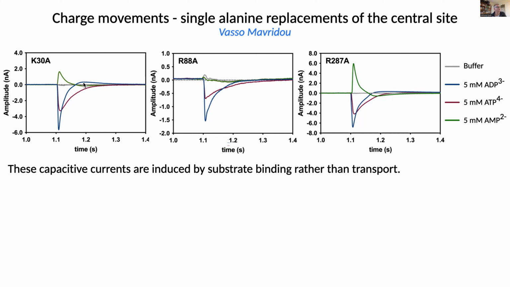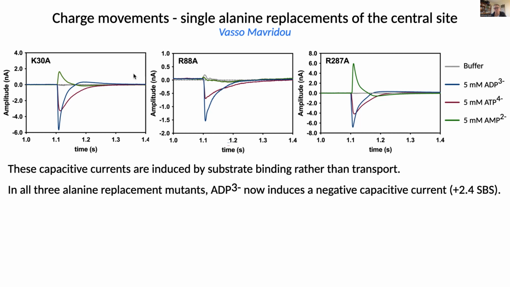And what you then typically get are these curves of longer duration, as we've also seen with AMP. But what's striking immediately is that the positive peak for ADP that you saw before has now turned negative, shown here in blue. And the reason for it is, of course, that you've removed one positive charge from the binding site. So now you have a theoretical charge of plus 2.4. And if you now subtract 3 minus charges from that, you'll end up with a negative charge. And that's exactly what we see for all 3 mutations.